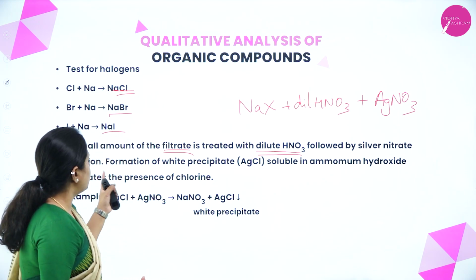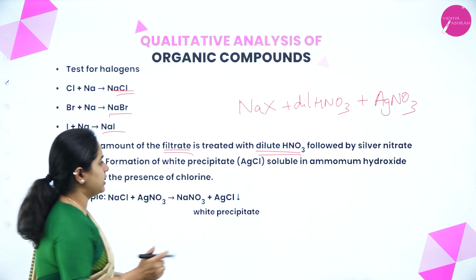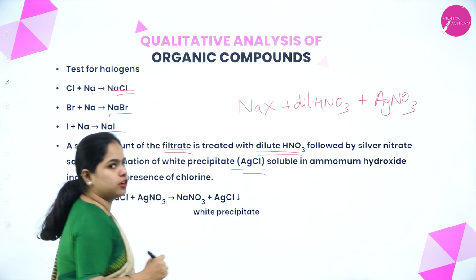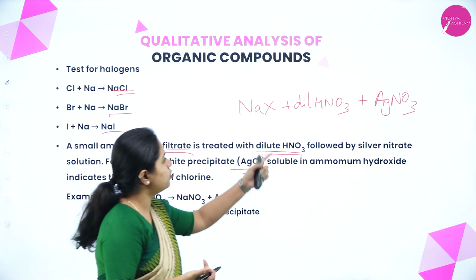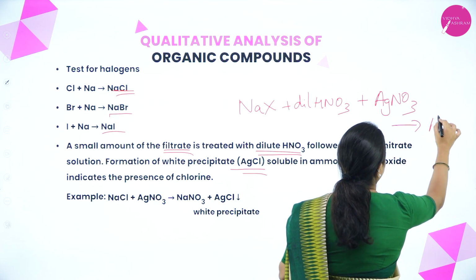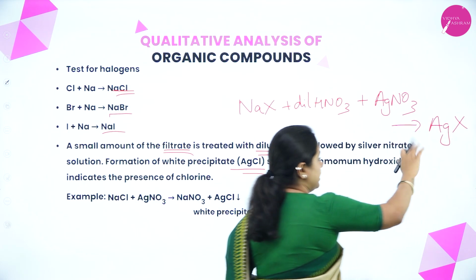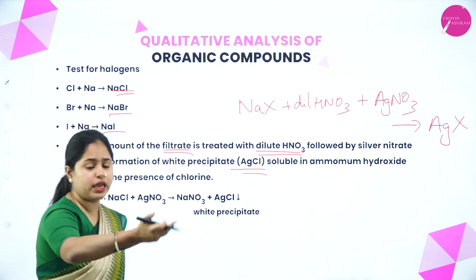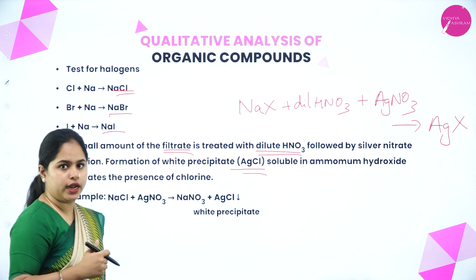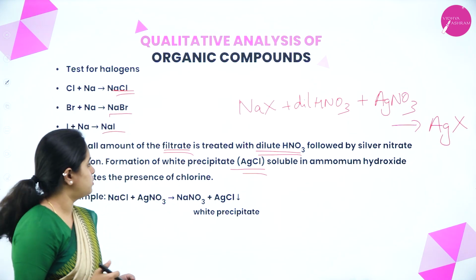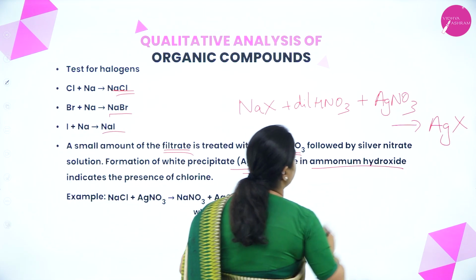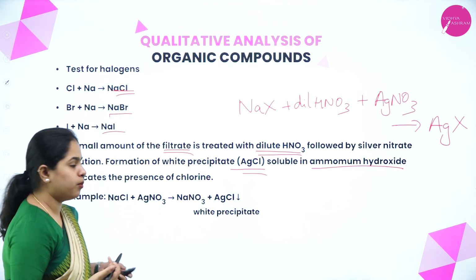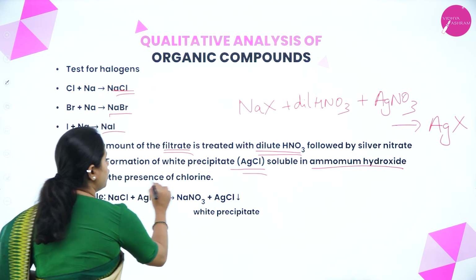So let's see. Now if a white precipitate is formed, that means it is actually silver chloride. So when you do this reaction, you will be obtaining a silver halide. It can be chloride, bromide or iodide. So if you are getting silver chloride, that means if it is chlorine which is present, you obtain a white precipitate which is soluble in ammonium hydroxide. It indicates the presence of chlorine.